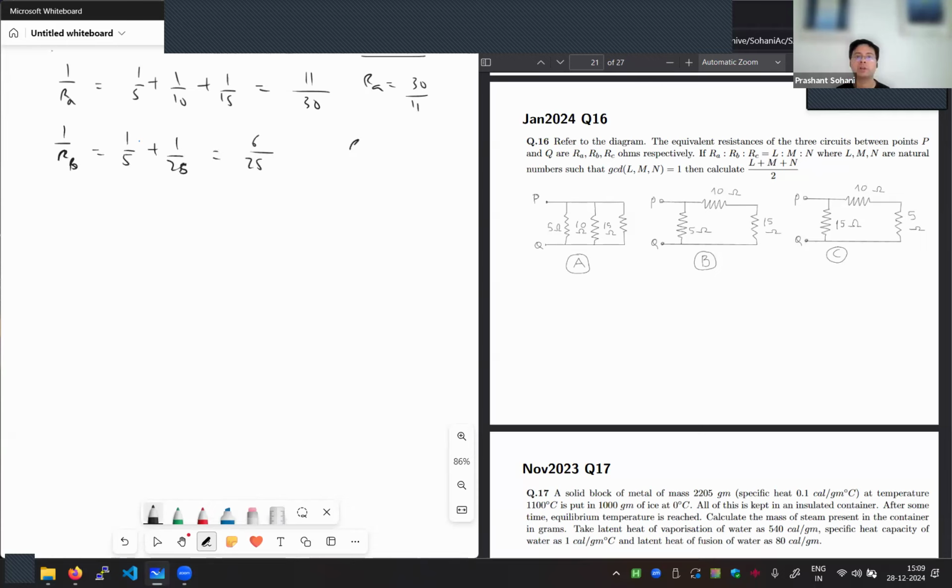6 upon 25. So Rb is 25 upon 6. And RC is even simpler, because this series is 10 plus 5, 15. So 15 and 15 in parallel will be just half of that. So RC will be just half of 15. Okay, so therefore, we found the values of RA, RB, RC.